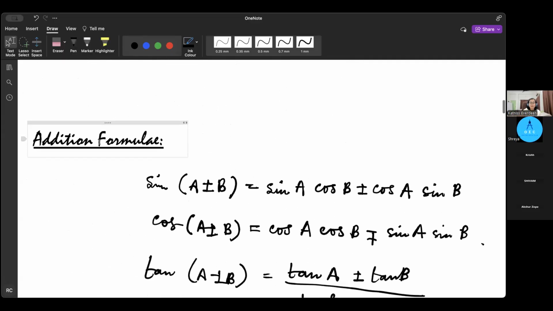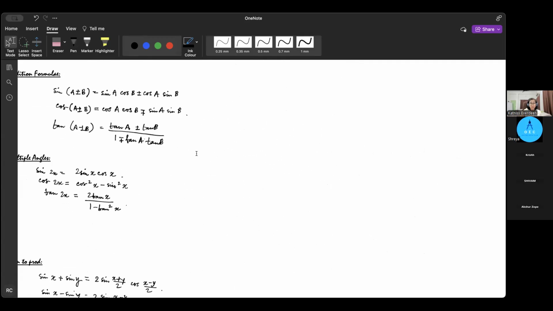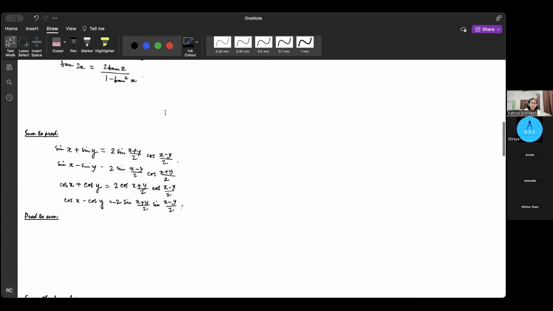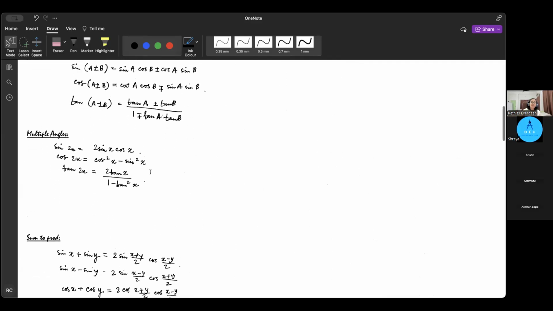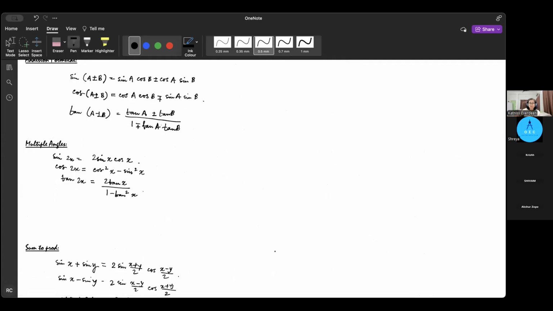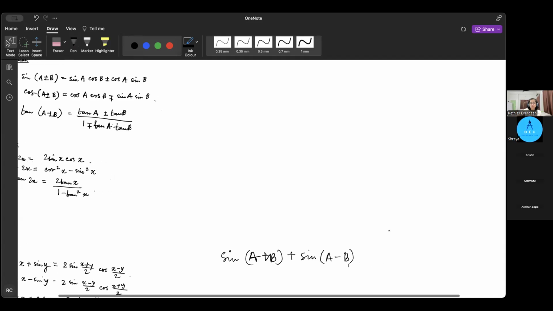So these formulae, like sine A plus B is sine A cos B plus cos A sine B. So we derive these by using the addition formulae. So basically what you're going to do is just write down sine A plus B plus sine A minus B. And what is this going to be? 2 sine A cos B, right? Because the cos A sine B cancels.